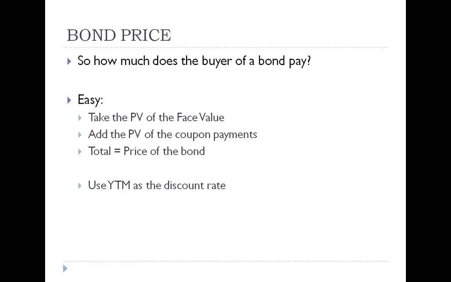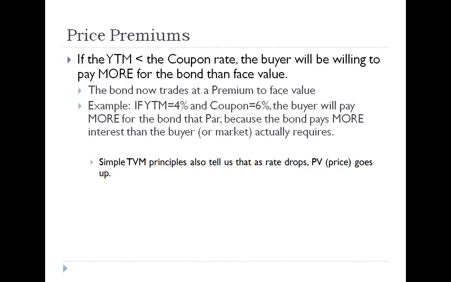The only trick is to make sure that you use this thing called the yield, or the yield to maturity, or the market rate, as your actual discount interest rate when you do the present value calculation. It turns out that if the yield, or in other words what the market requires, is less than the coupon rate, or what the bond is actually paying, then the marketplace is usually willing to pay a higher price for the bond than its actual face value. And so in that example, we would say that the bond is trading at a premium to face value.